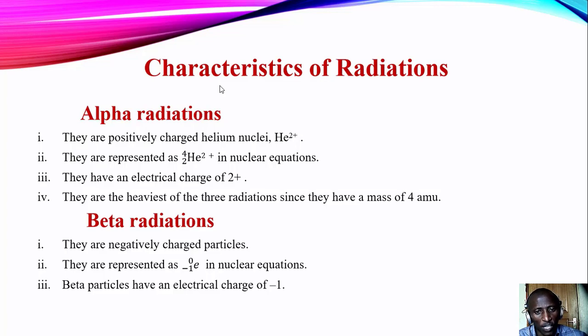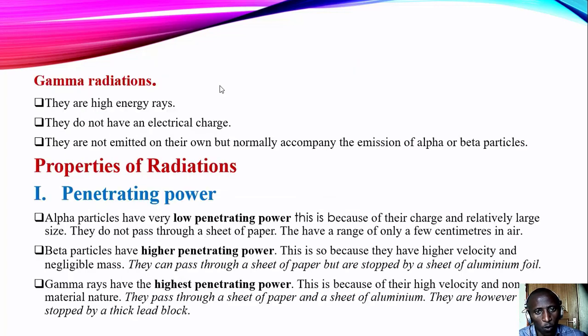The other type of radiations are the beta radiations. They are negatively charged particles and they are represented as 0, -1, which is basically an electron in the nuclear reactions. Beta particles have an electrical charge of -1. The third form of radiations are called gamma radiations. They are high energy rays. They do not have an electrical charge and they are not emitted on their own, but normally accompany the emission of alpha and beta particles.